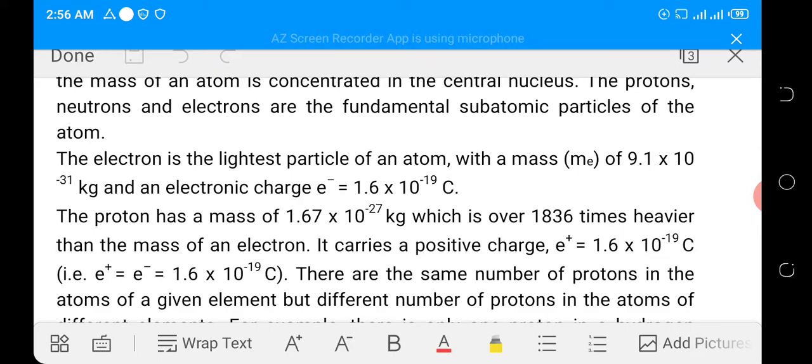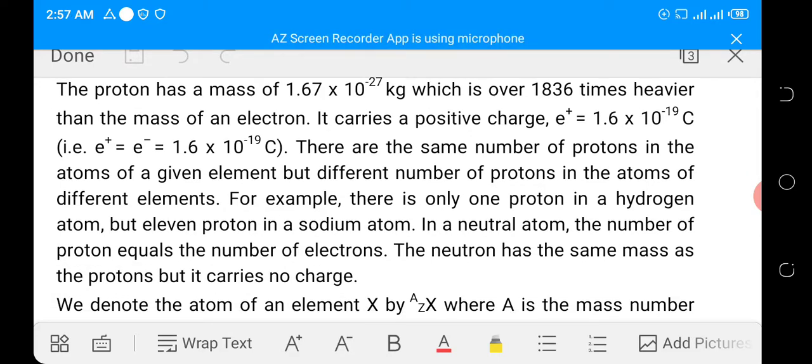The charge on a proton is the same thing as the charge on an electron. That is 1.6 times 10 raised to the power minus 19 coulomb. The only difference is that the proton is positively charged while the electron is negatively charged, but they have the same magnitude of 1.6 times 10 raised to the power minus 19 coulomb.